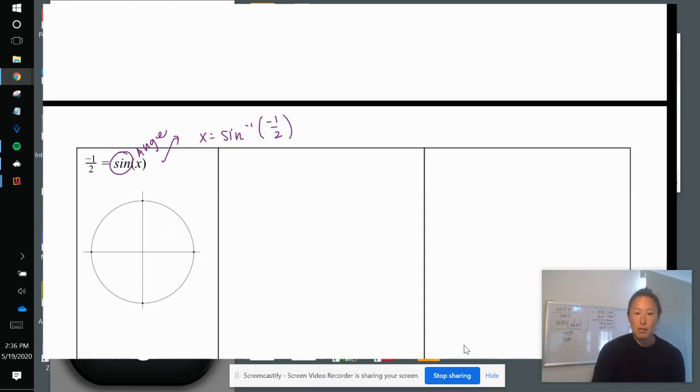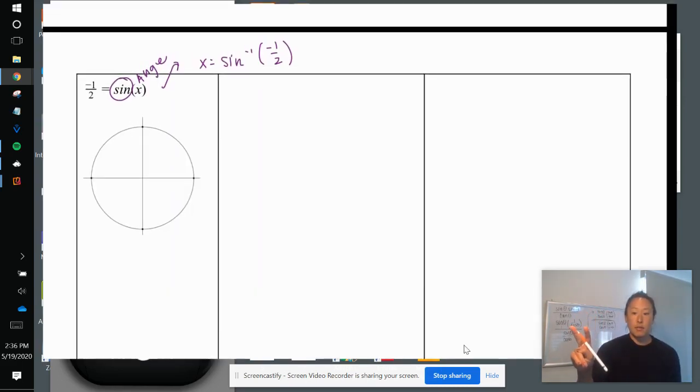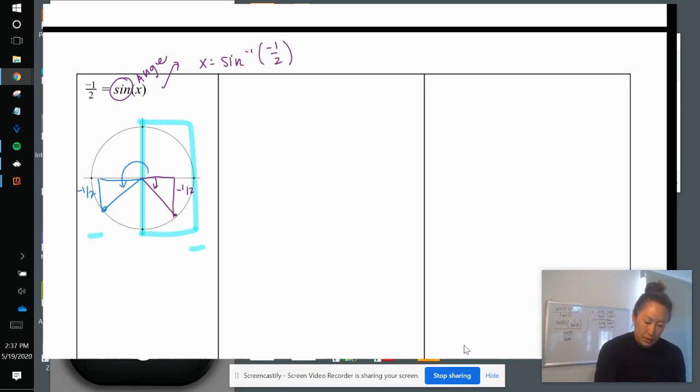All right, now I need to figure out, since the ratio is negative, where my two answers, my two equations basically, are going to come from. So the primary values come from the first and the fourth quadrant. Sine ratios are negative in the fourth and the third quadrant. So my primary value is going to come from right here. So negative 1/2, a triangle like that. And my secondary value is going to be mirrored across the y-axis over here. Again, a sine ratio of negative 1/2. So I need to know what this angle is. This is the secondary value. And my primary value is going to be right there in the fourth quadrant.